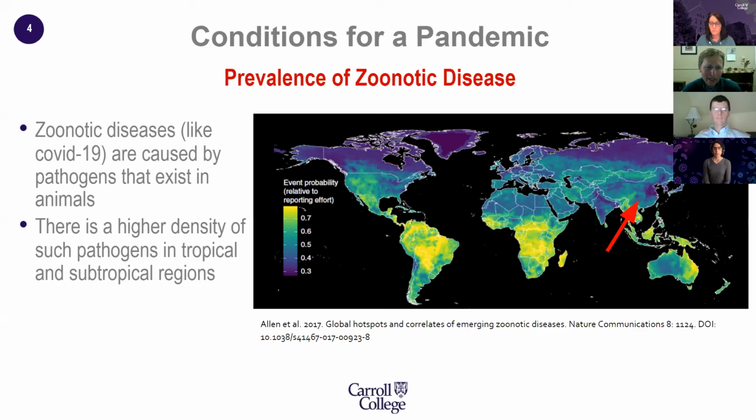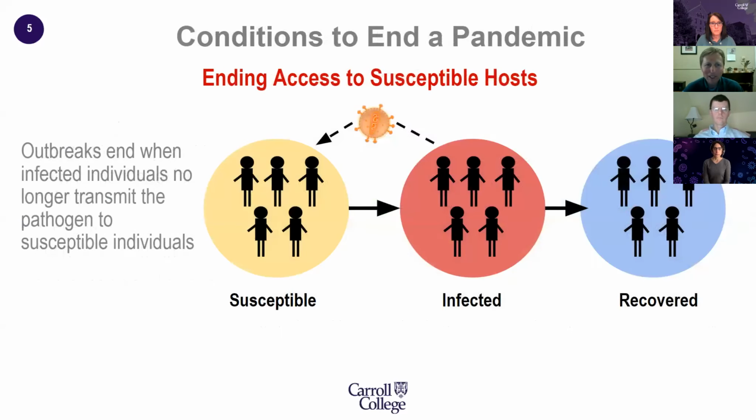Subsequent to that 2001 paper, we've experienced SARS-1, MERS, and several other viruses, the H1N1 outbreak, and now we're dealing with SARS-CoV-2, the virus that causes COVID-19. So if those are the conditions that are conducive to a pandemic, how do pandemics end?